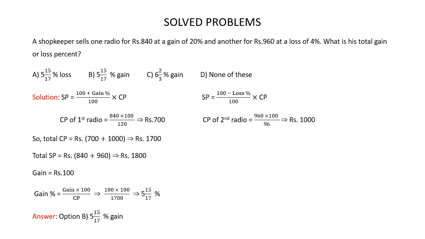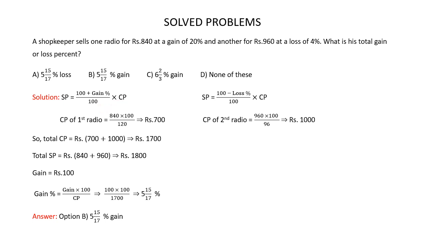To do that, we have to know what is the gain and what is the cost price. So let's find that out first. Now it's given that if the shopkeeper sells the radio for rupees 840, there is a gain of 20%. Now we know that selling price is equal to 100 plus gain percent divided by 100 multiplied by cost price.